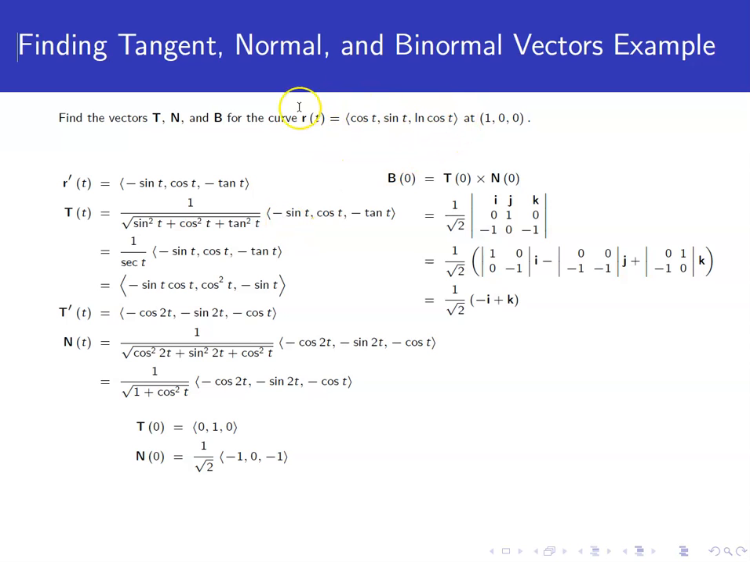However, we're interested for these particular vectors at the point 1, 0, 0. We recognize that when we plug in 0 for t, we get the desired point. The secant will be positive at that point, so we don't need to worry about the absolute value bars as they pertain to this particular problem. Running the 1 over secant t through, we get negative sine t cosine t, a cosine squared t, and a negative sine t.